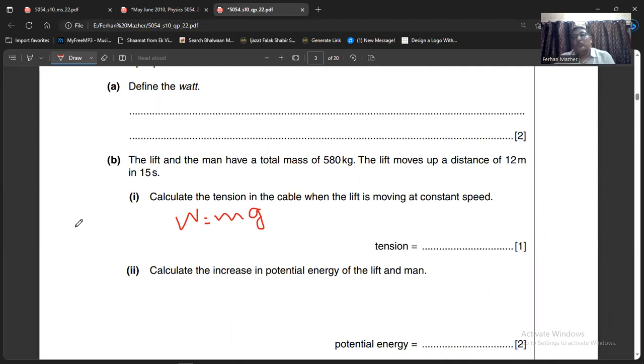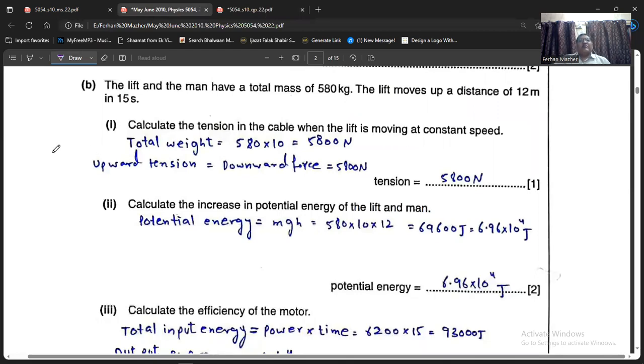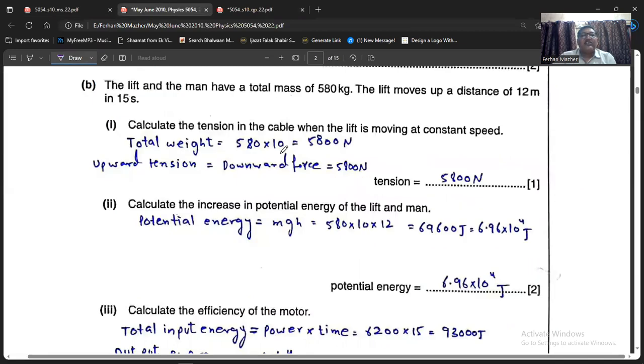And remember, from 2023, this value will be taken as 9.8 Newton per kg. But in this paper, we are taking 10. So the total weight will be 580 multiplied by 10, that will be 5,800 Newton. So the upward tension will be equal to the downward force, which is the weight. So that upward tension will be 5,800 Newton. 5,800 Newton is the right answer.